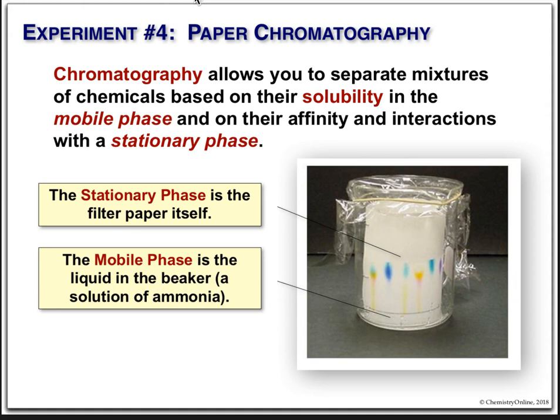As we said when we talked about physical properties and kinetic molecular theory, every substance has an inherent attraction to every other substance. So when you put a spot on this paper, the chemicals that make up that spot are going to be attracted to the paper. They're also going to be soluble in the water. So depending upon the strength of each of these attractions, the material is going to move from the stationary to the mobile and back again and back again and back again. And spots tend to separate according to their affinity for the paper and their solubility.